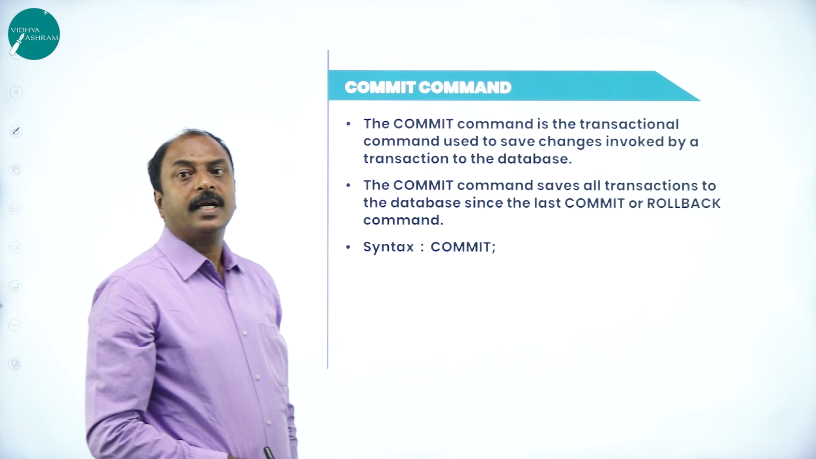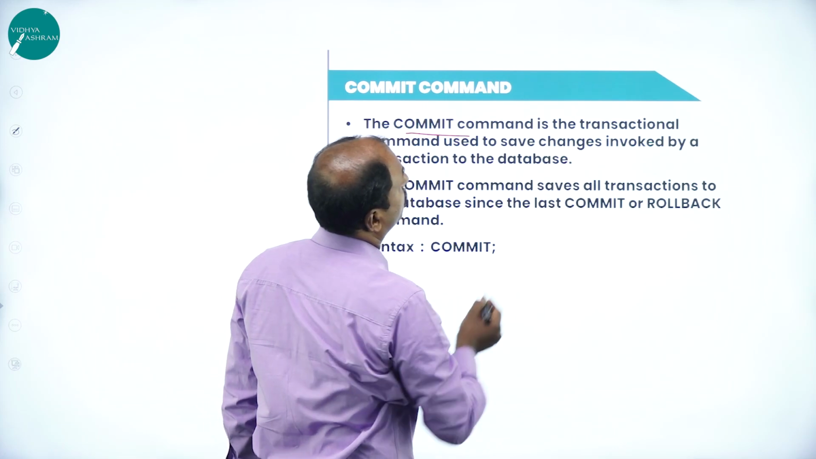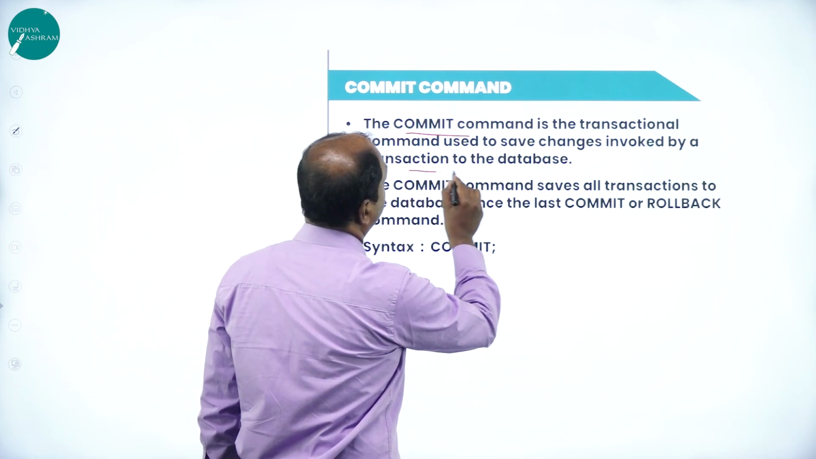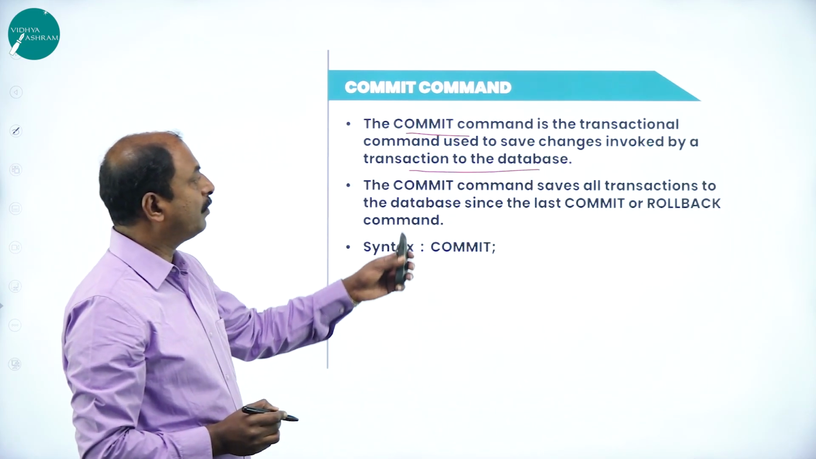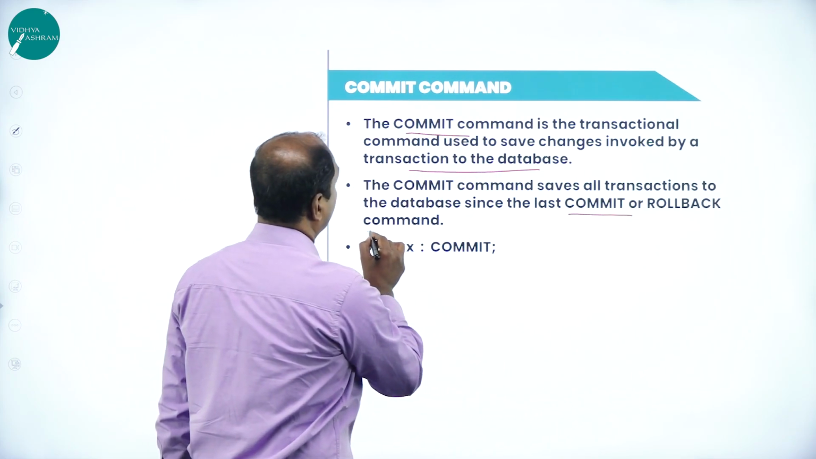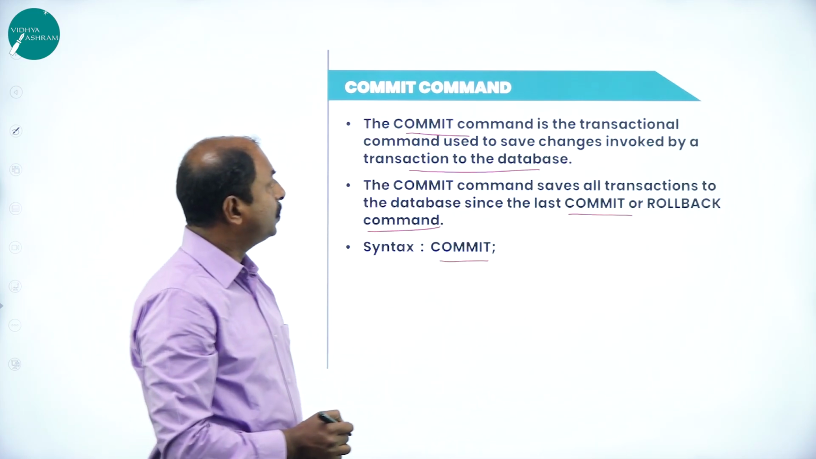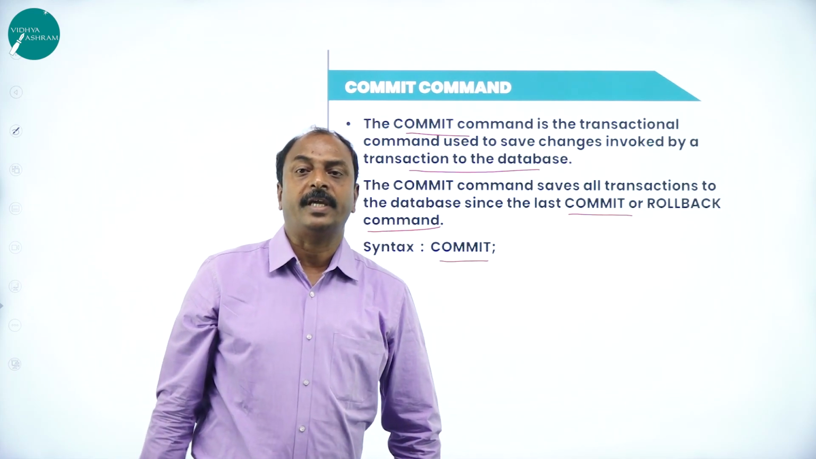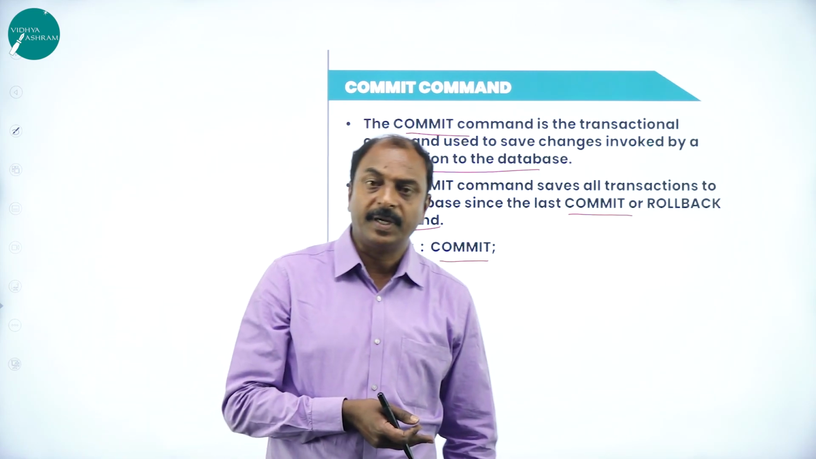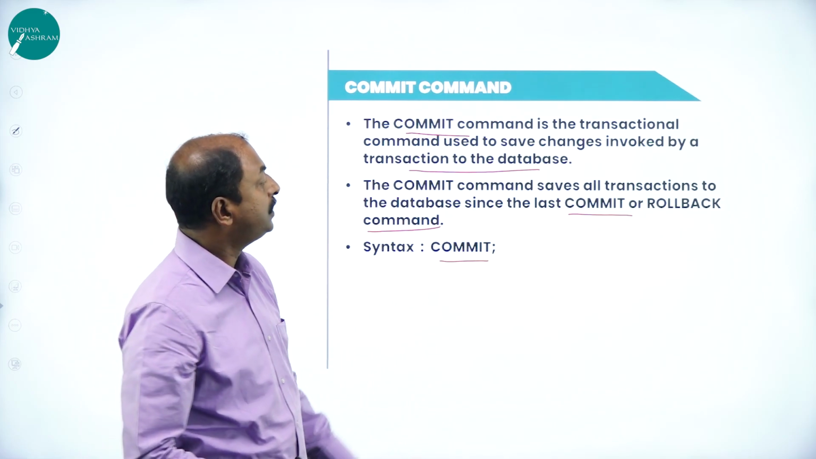Now next command is the commit command. The commit command is the transactional command used to save changes invoked by a transaction to the database. Here the commit command saves all the transactions to the database since the last commit or rollback command. The syntax is commit semicolon. What is the meaning of the commit command? It is going to save all the transactions, and whatever transactions we do with respect to the database, the tables or records, none of these are saved until we use the commit command.